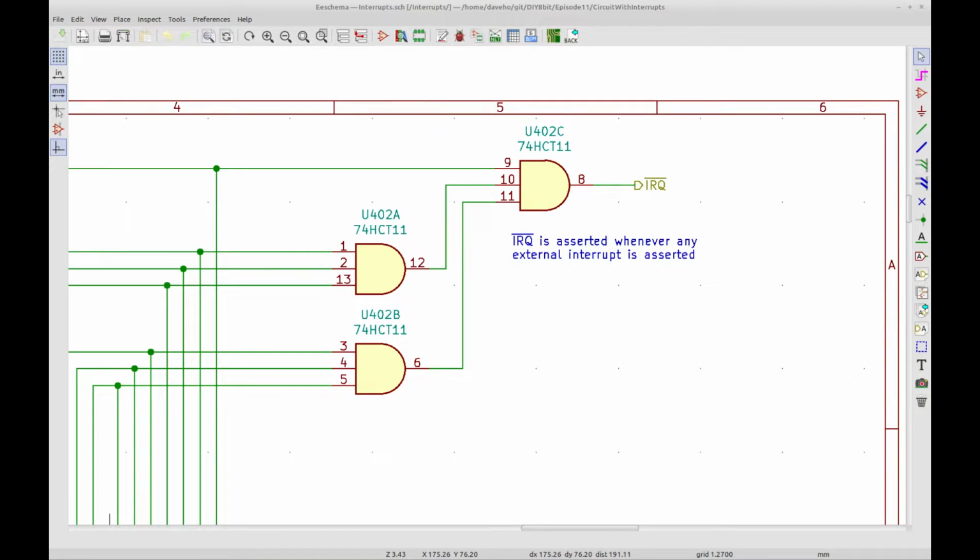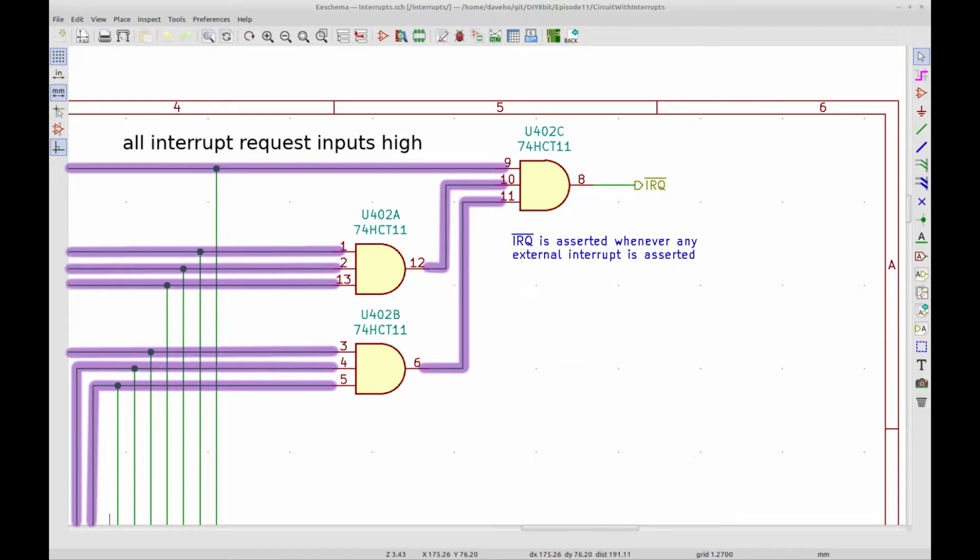The purpose of the IRQ Signal Generator is to assert the CPU's IRQ input whenever any of the interrupt request signals generated by the EnableDisable logic are asserted. This is accomplished by combining the three input AND gates in a 748CT11 device into what is effectively a 7-input AND gate. The output of an AND gate is high if and only if all of its inputs are high.